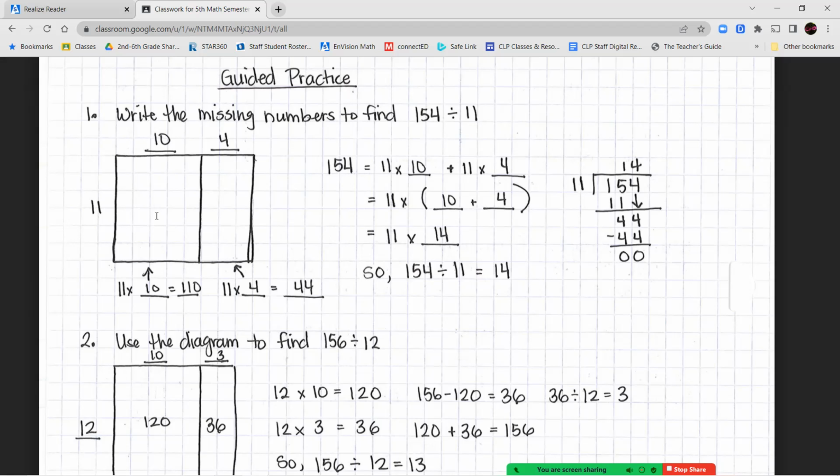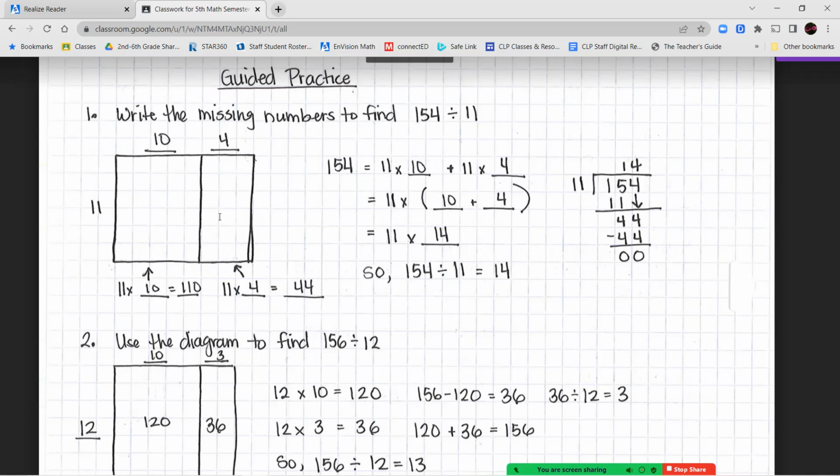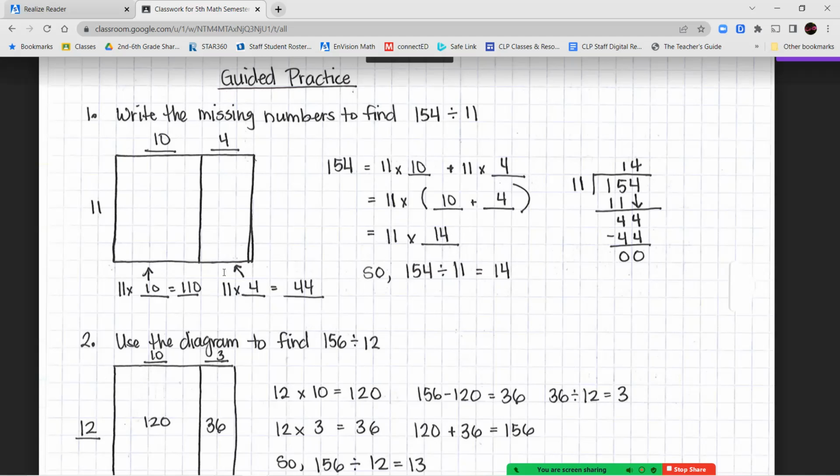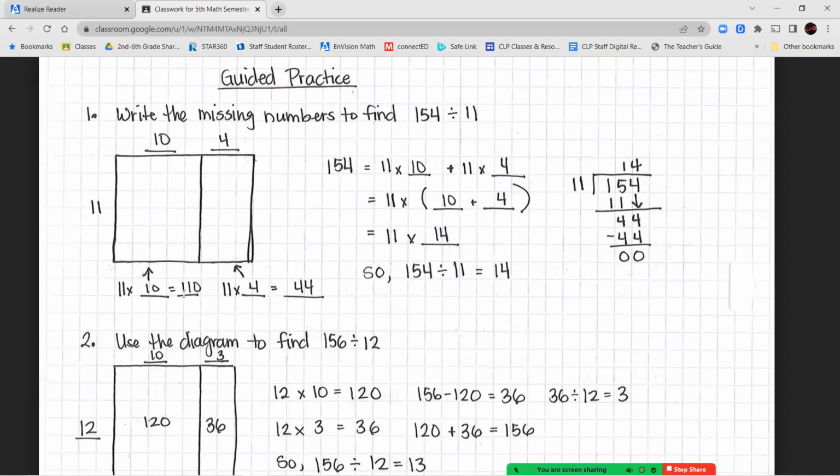Well, we know 11 times 10 is 110. So that makes this part. So now I have to find what remains. 154 minus 110 leaves me with 44. So 11 times 4 gave me 44. And I was able to put the 110 and the 44 to make 154.